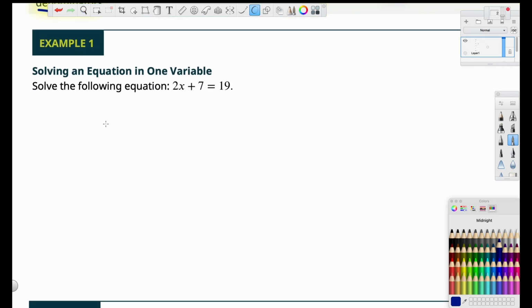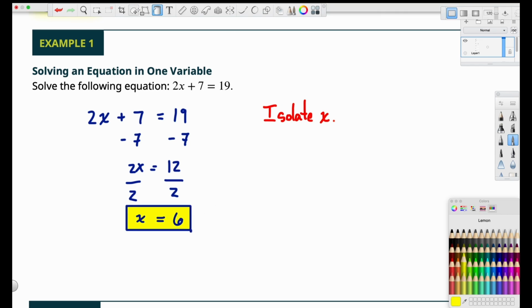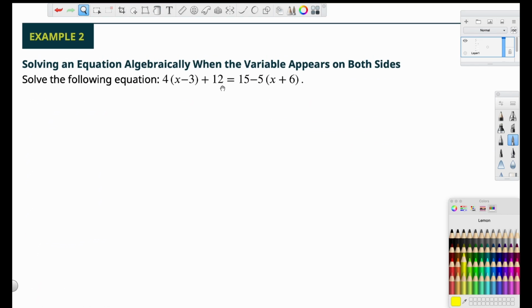Example 1, solving an equation in one variable. Solve the following: 2x + 7 = 19. Okay, so we are trying to isolate x here. So we're going to undo the add 7 by subtracting it, and then the multiply by 2 by dividing it, and we get x equals 6. Nice little easy warm-up for us.